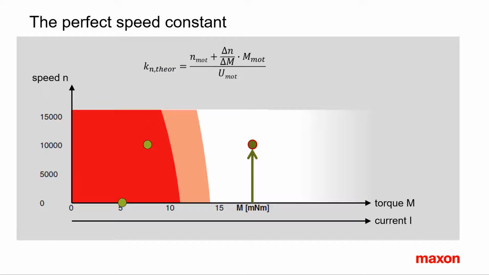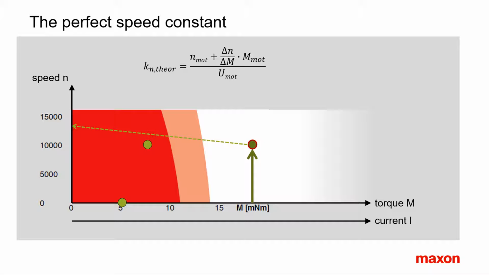Given the peak torque and maximum speed of the application, as well as the available motor voltage, we calculate the speed constant that theoretically can just fulfill the task. The formula uses the speed and torque of the extreme operation point and delta n over delta M, the typical or average speed-torque gradient of this motor type. From a graphical point of view, the formula calculates the no-load speed associated with this operation point and divides it by the available voltage at the motor.